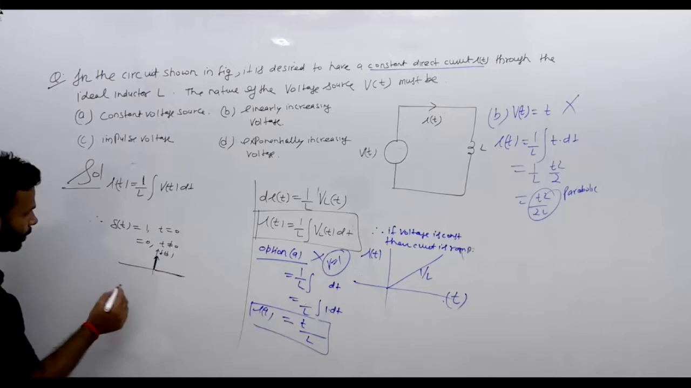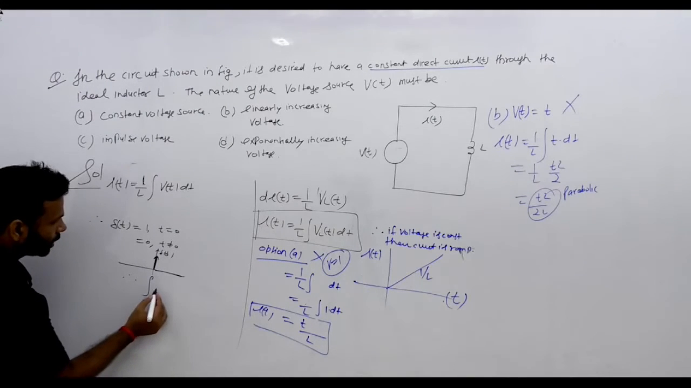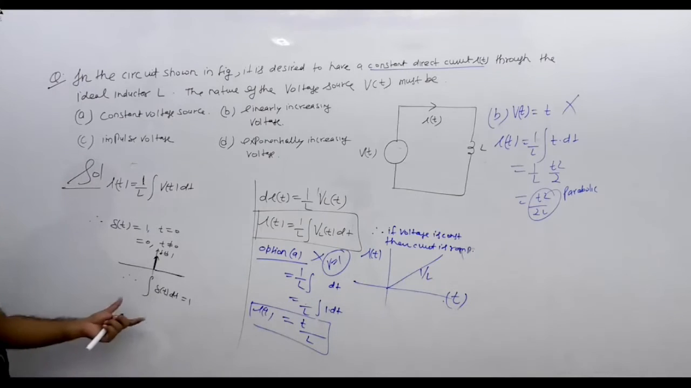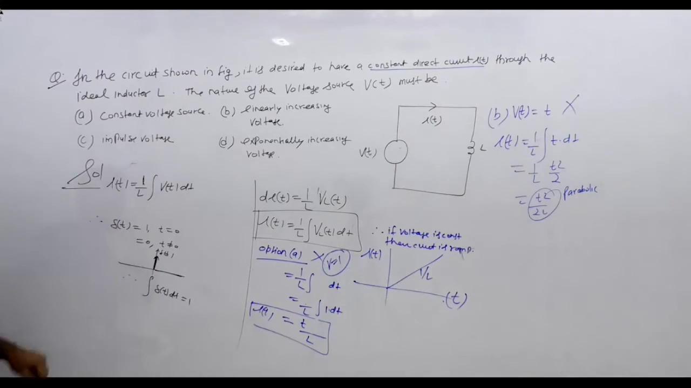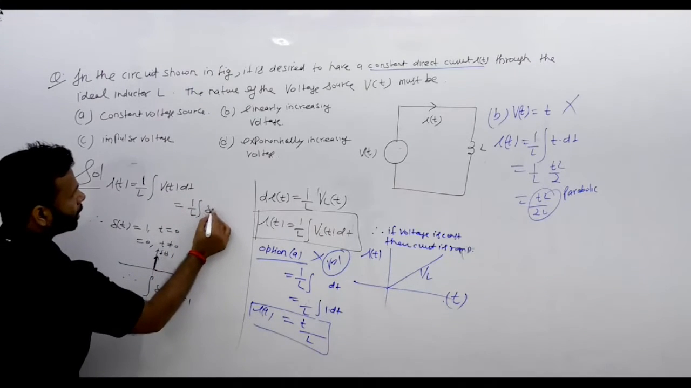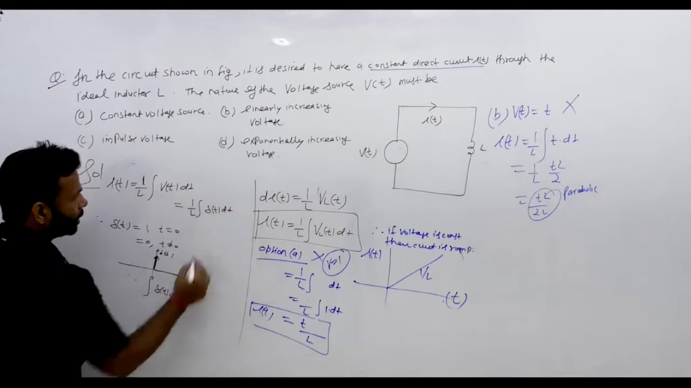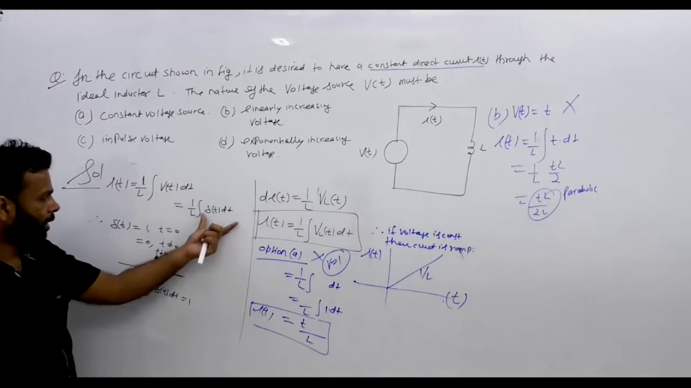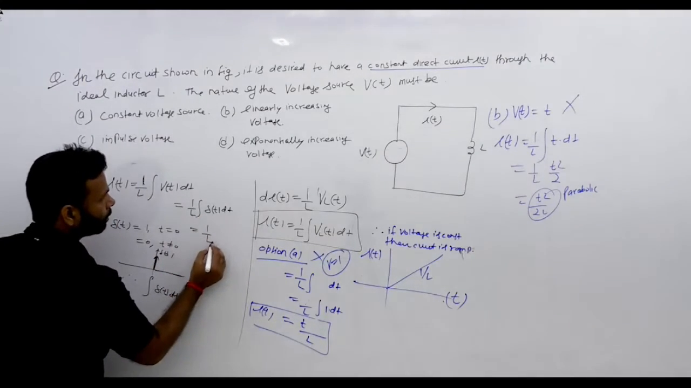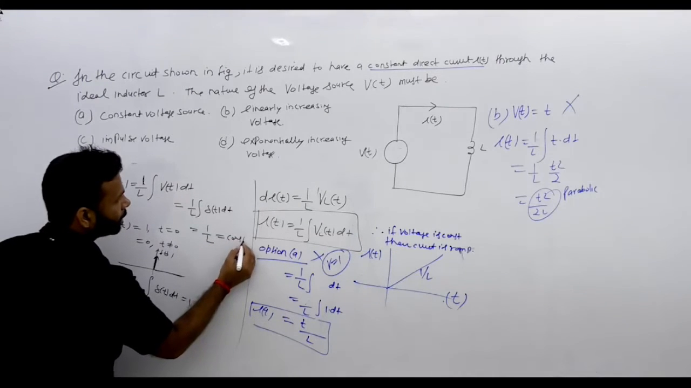And one more property related to this, the integration of delta t dt is 1. This is the property of the impulse function. So let's apply this property as well as the impulse function. So 1 by L delta t dt. By the property, the area under the curve is 1, so it is 1 by L, and 1 by L is a constant.